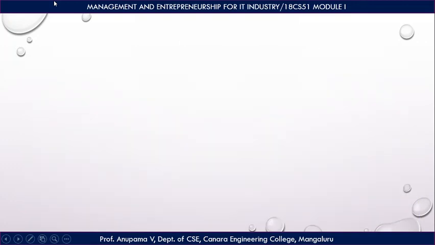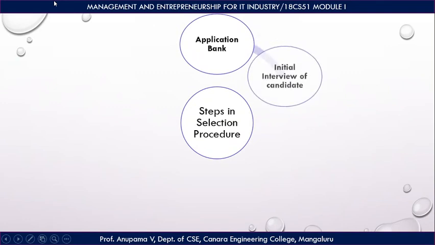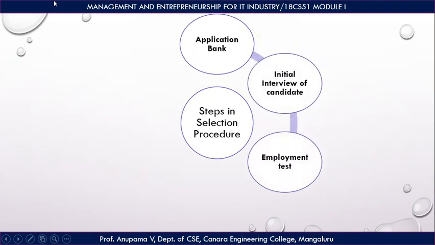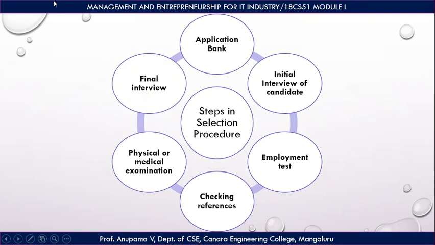The selection process can be defined as the process of selection and shortlisting of the right candidate with the necessary qualifications and skill set to fill the vacancies in the organization. The selection process varies from industry to industry, company to company, and even among departments of the same company. Steps in the selection procedure are application blank, initial interview of candidate, employment test, checking references, physical or medical examination, and final interview. Even though there is no standard procedure adopted by all organizations, the above is an example of a popular sequence of selection.